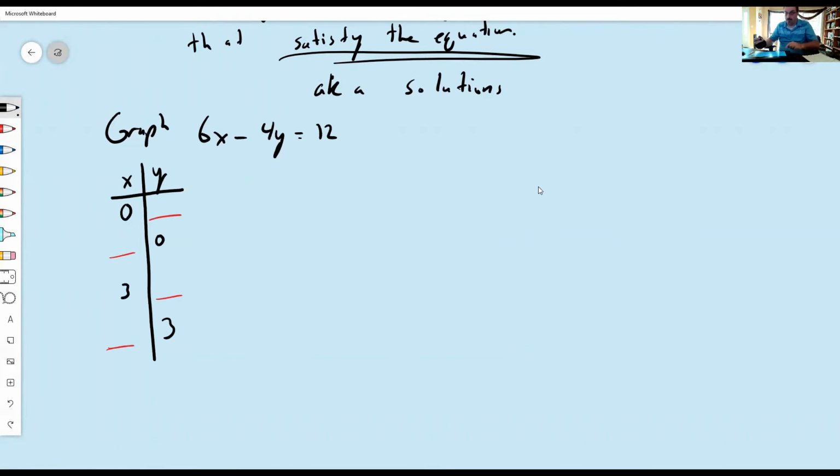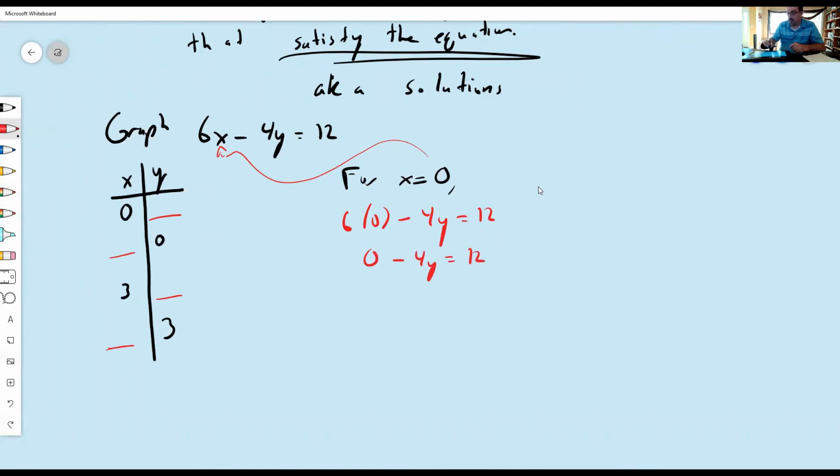So all we need to do, if X is 0, I'm going to take this 0 and I'm going to plug it in to this equation. So 6 times 0 minus 4y equals 12. 0 minus 4y equals 12. Minus 4 times y is multiplication, so I'm going to divide by minus 4. Y equals minus 3. So there we are, minus 3.